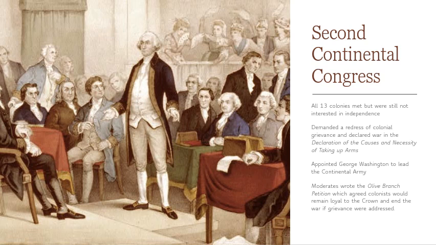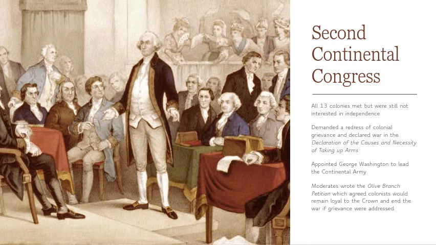So the Second Continental Congress is going to demand a redress of colonial grievances and declare war in the Declaration of the Causes and Necessity of Taking Up Arms. The Causes and Necessity of Taking Up Arms basically says, hey, we're going to fight a war. We are declaring war on you. George Washington is in charge. Those are the big things that this declaration does.